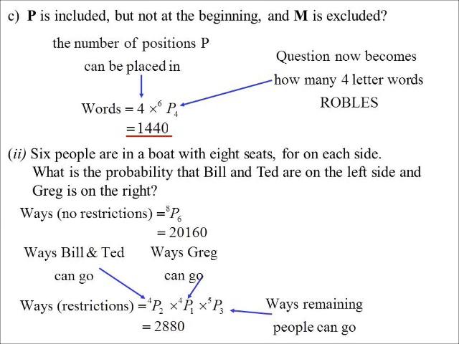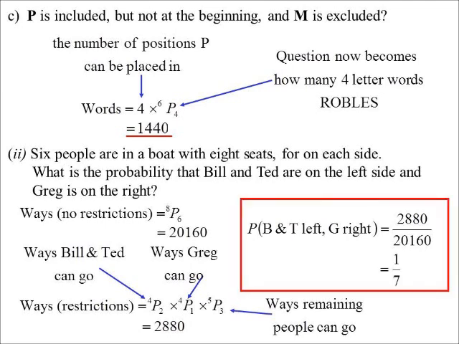2,880. We can now work out the probability. So 2,880 over 20,160, which simplifies down to a 1 in 7 chance that that happens. So hopefully you see the power of this idea, the basic counting principle and permutations. Not having to draw up the huge sample space, we can work out much more interesting problems.